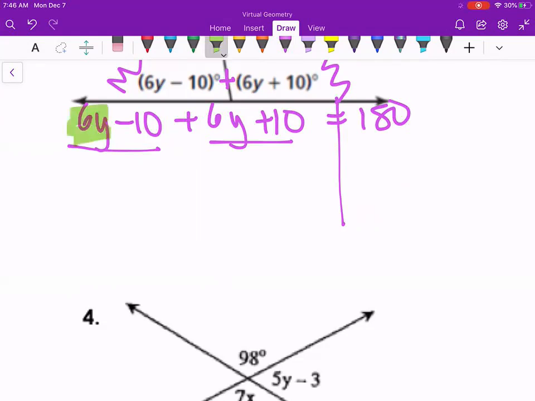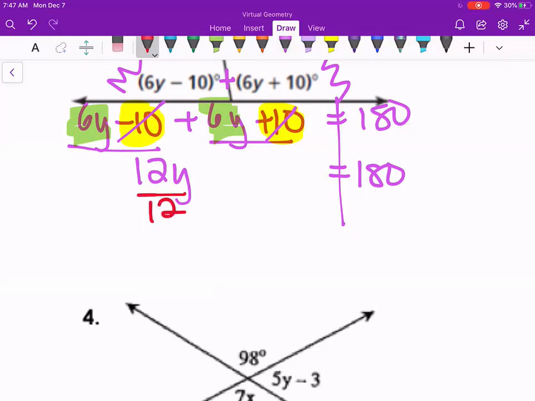So 6y and 6y gives us 12y's. And then we'll do our plain numbers here. So we've got a minus 10 and a plus 10. Minus 10 and plus 10 actually will cancel out. So 12y is equal to 180. Now we can divide out the 12 because there are no plain numbers here to add or subtract back. And my missing y is 15.